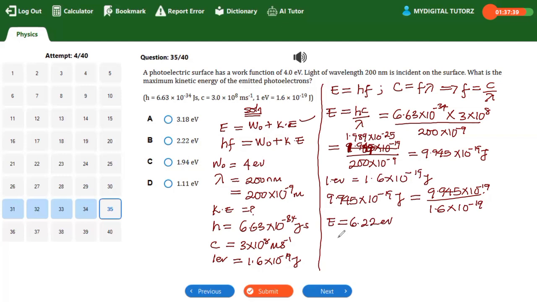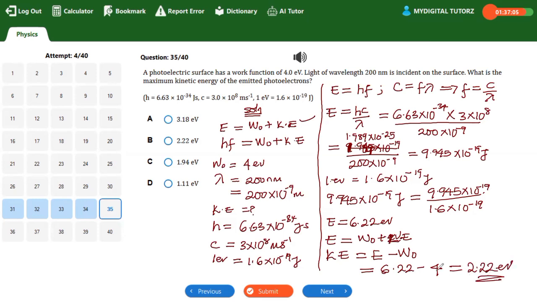6.22 electron volt. So since we have gotten this, you come back to this formula: energy is equal to work function plus kinetic energy, right? So our kinetic energy will now be equal to the energy of the photon minus what? The work function. And that will give us 6.22 minus the work function, which is 4, which will give us 2.22 electron volt. I hope this is understood. That is option what?